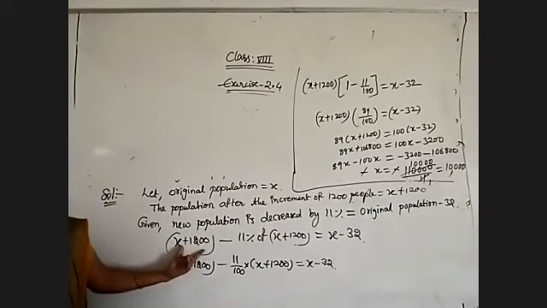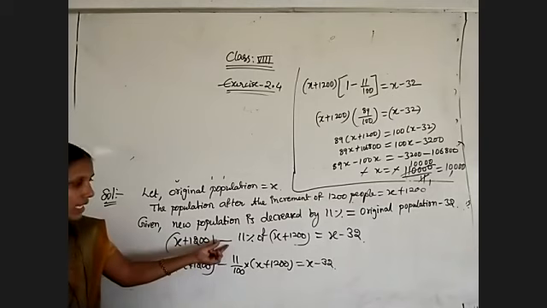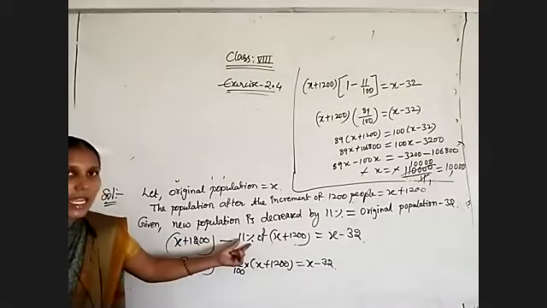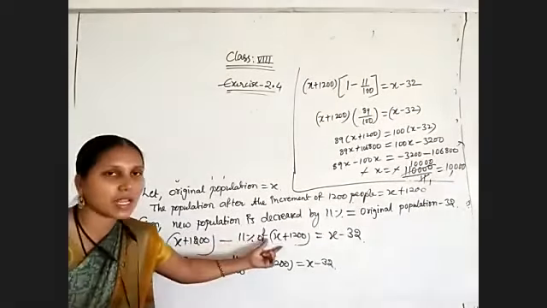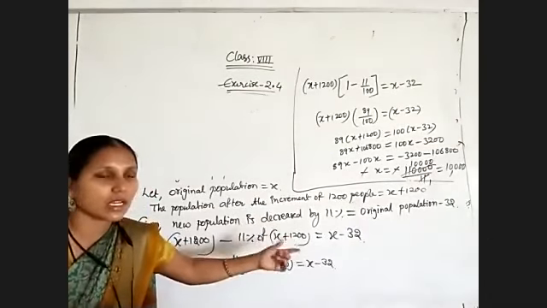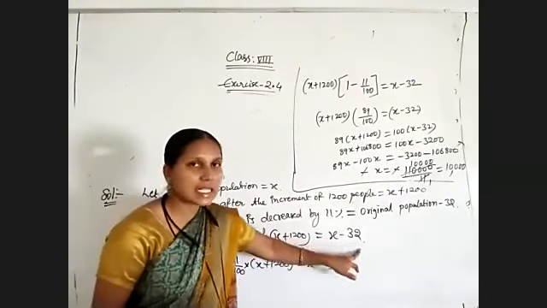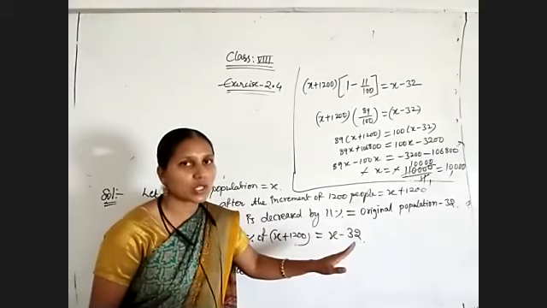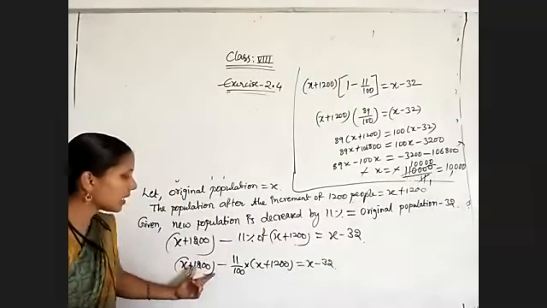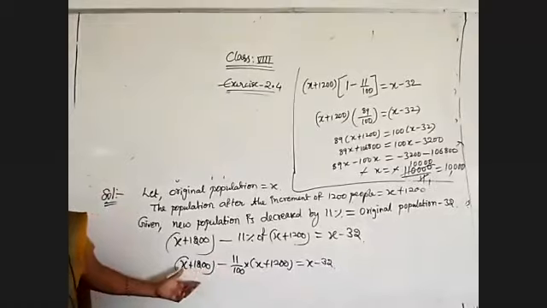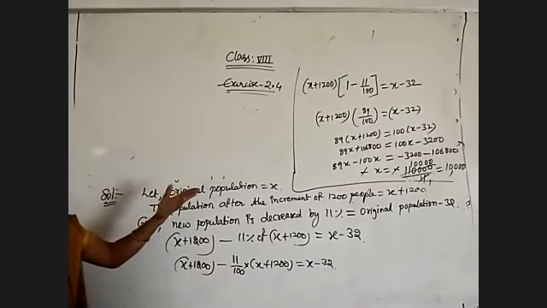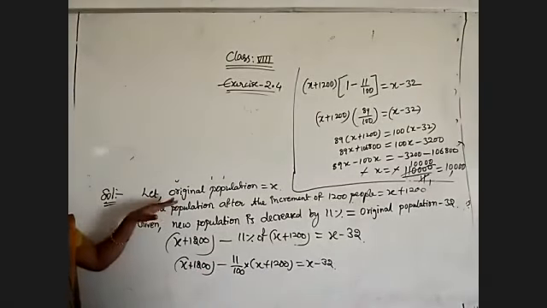X plus 1200 is the new population. It is decreased by 11% of the new population, that is x plus 1200, which is equal to the actual population minus 32, that is 32 fewer people than the original value. So by simplification, you can simplify in any method, then we got the x value as 10,000. So the original population of the city is equal to 10,000. So this question is very, very important.